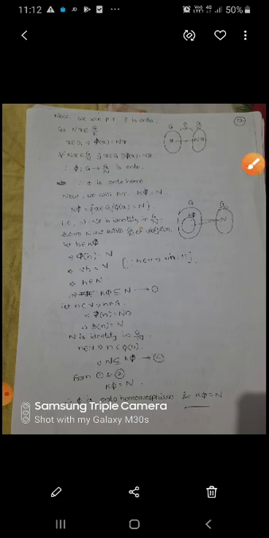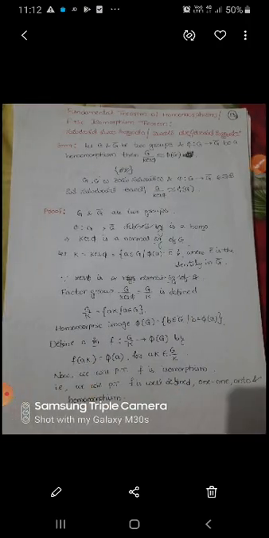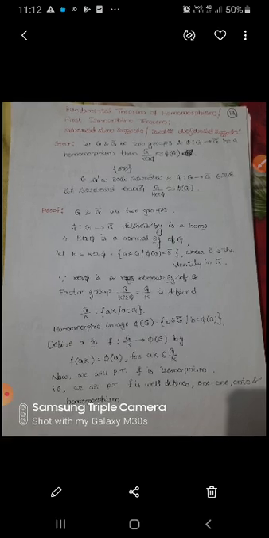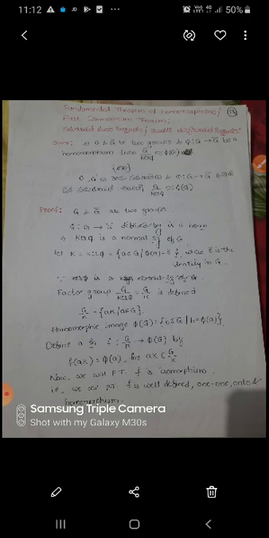This is another theorem. And now we have to do the fundamental theorem of homomorphism, also called the first isomorphism theorem. Statement: let G and Ḡ be two groups, φ: G → Ḡ be a homomorphism, then G/ker φ is isomorphic to φ(G).